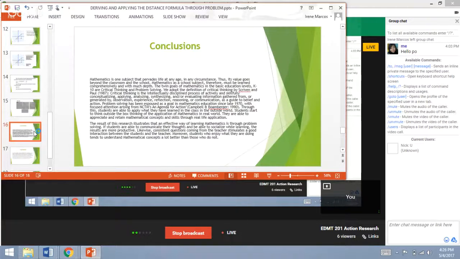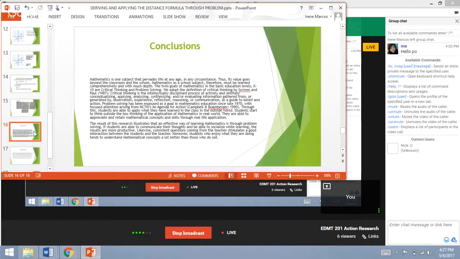Next, in conclusion, mathematics is one subject that pervades life at any age and in any circumstance. Thus, its value goes beyond the classroom and the school. We should teach our children to value mathematics not only inside the classroom just to get good grades, but also outside the classroom, for them to apply the lesson or the concept that they have learned in real life situations.